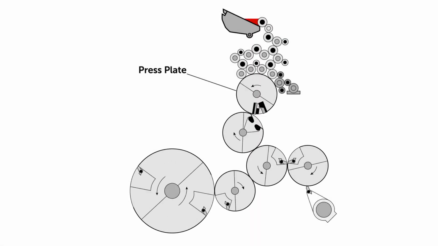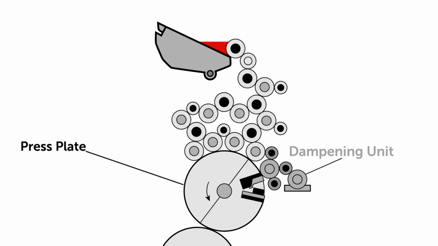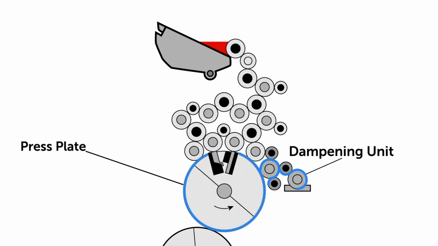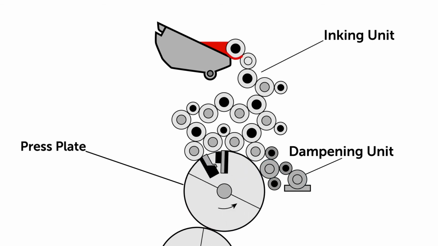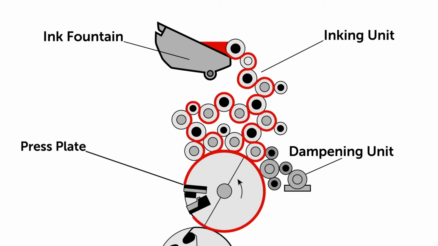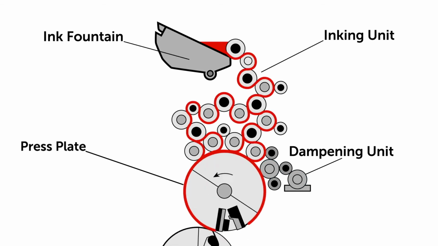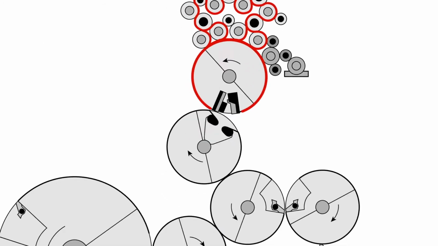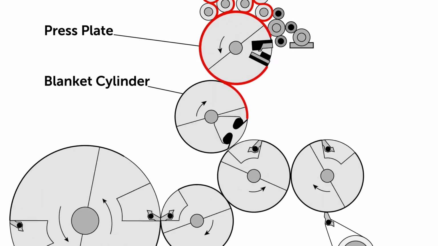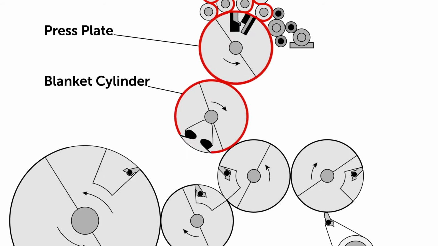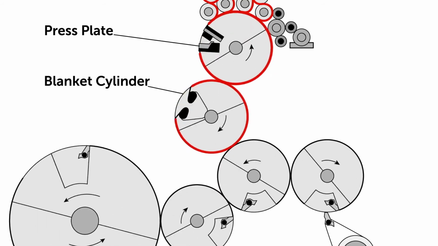As the press plate rotates, its first point of contact is the dampening unit. This has a mixture of water and other chemicals. This dampens the non-image area of the press plate. The press plate then passes the inking unit. Starting from the ink fountain, the ink will pass through multiple rollers called a roller train, which then sticks to the image area of the press plate. It is then passed to the blanket cylinder, which squeezes the water and the inked image area is picked up.